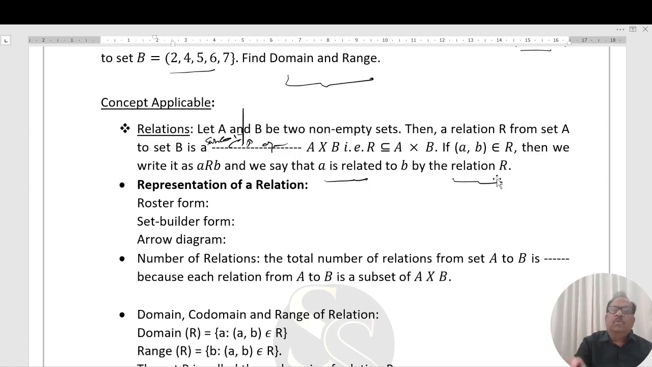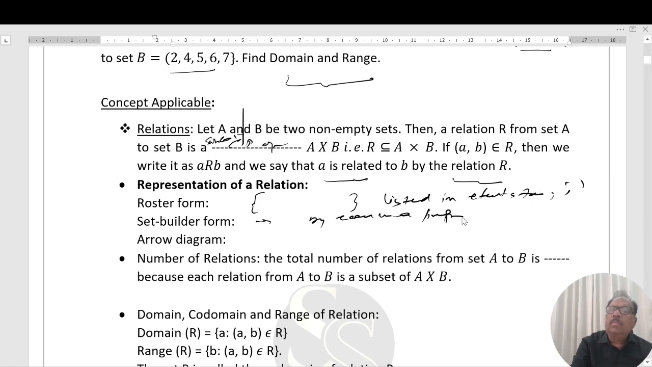In roster form, whatever is given, elements are written listed in element form, separated by commas. In set-builder form, it is by a common property. In this case, I am going to discuss further in the question, right? These we have gone through.